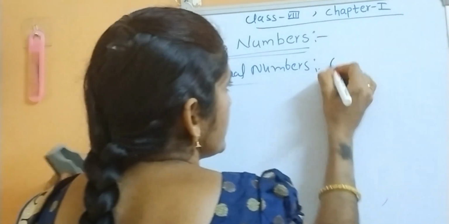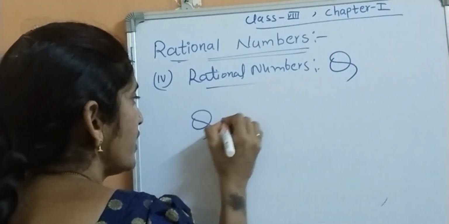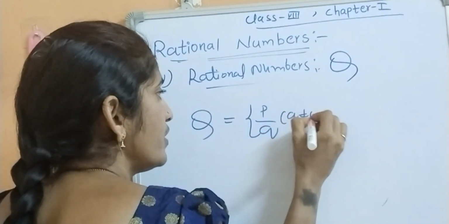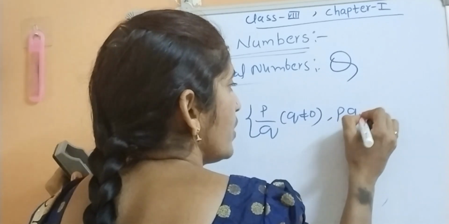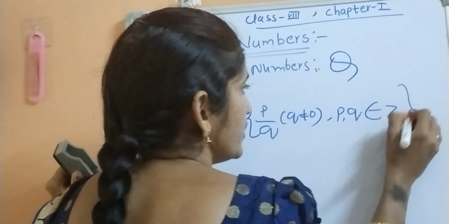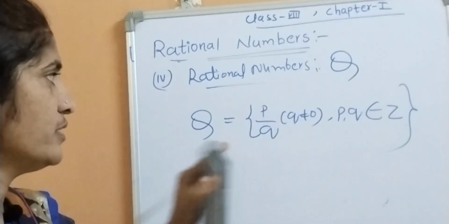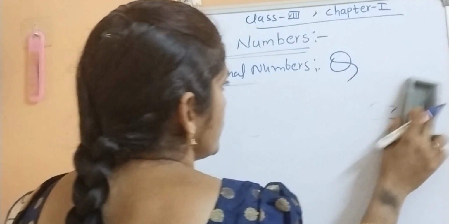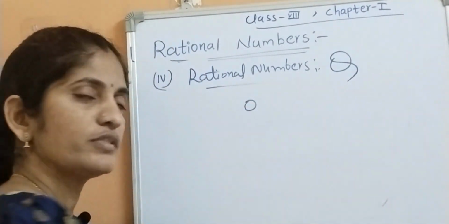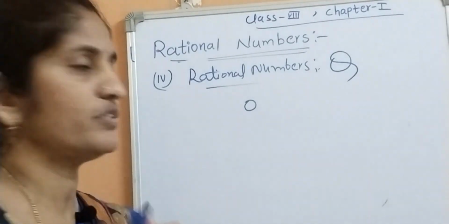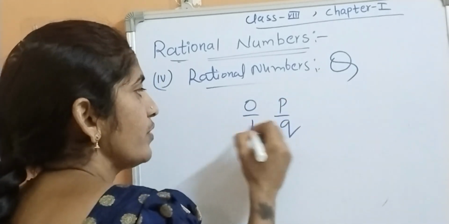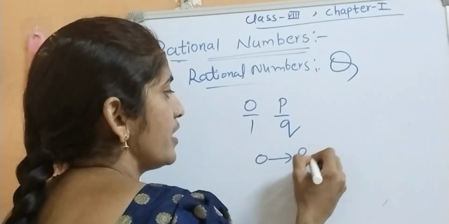Rational numbers are denoted by capital Q. We can write capital Q equal to P by Q, where Q not equal to 0, where P, Q are integers, that is P, Q belongs to Z. So we can write rational numbers like this. Now tell me, is 0 a rational number or not? Yes, it is a rational number. We can write 0 as 0 by 1, so it is like P by Q. So 0 is a rational number.